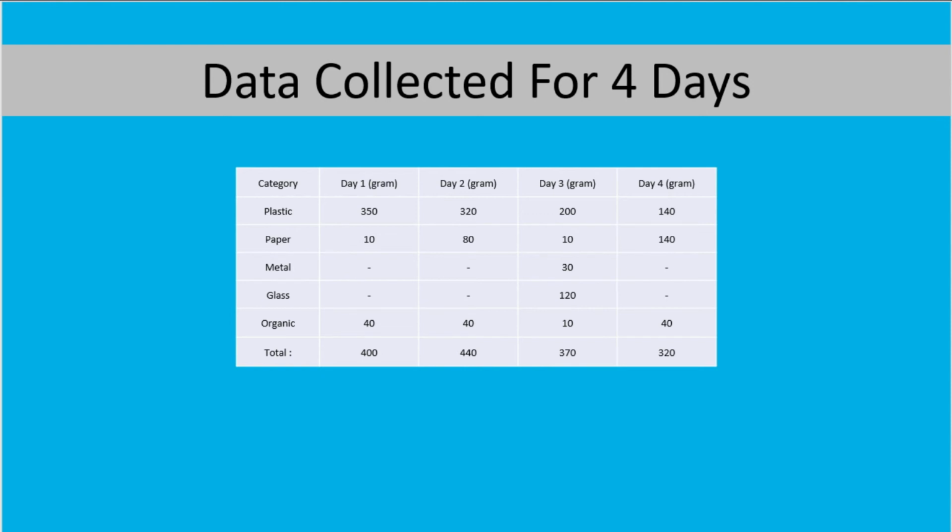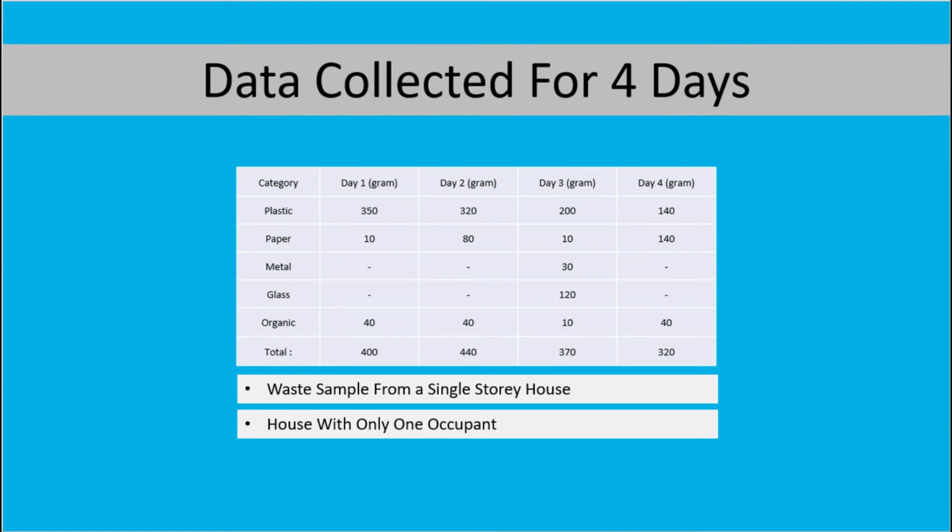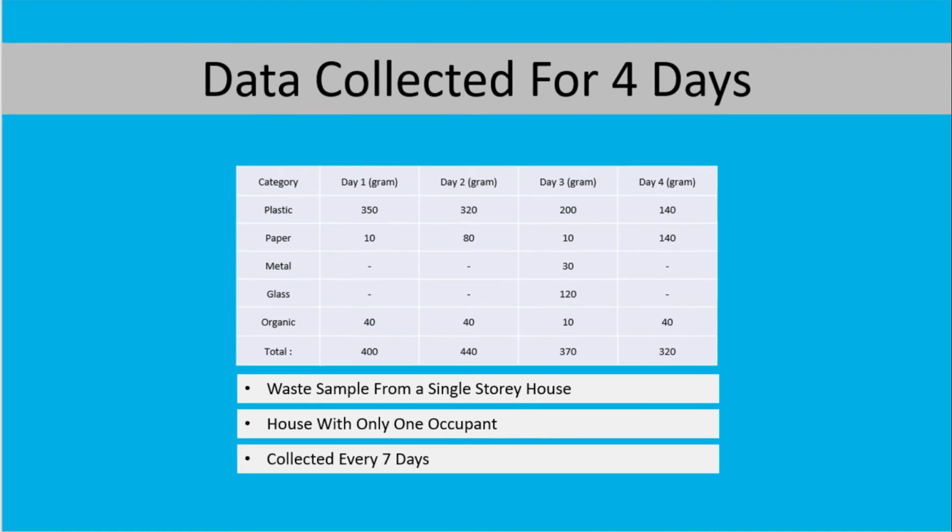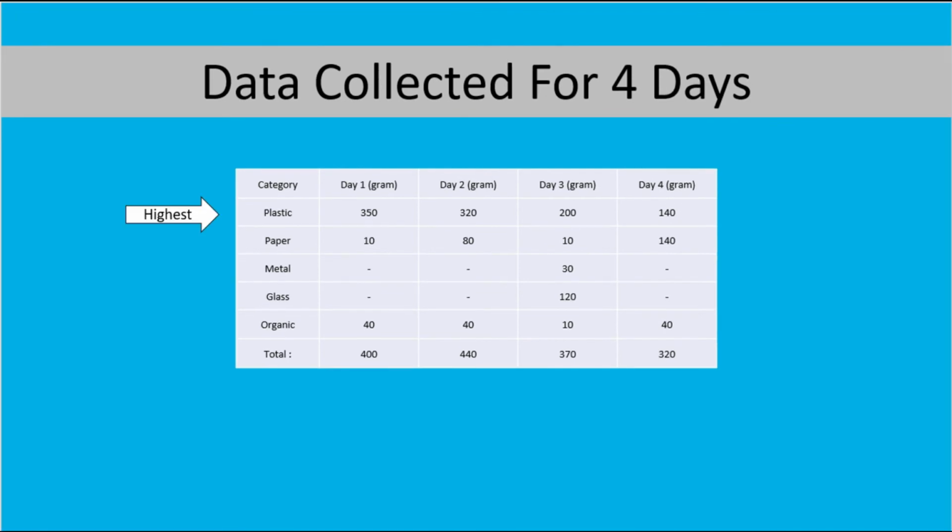These data are collected from sorting and separating of sample waste obtained from a single-story house with one occupant. The samples are collected every 7 days. Final data shows that, on average, plastic has the highest mass ratio compared to the other solid waste characteristics.